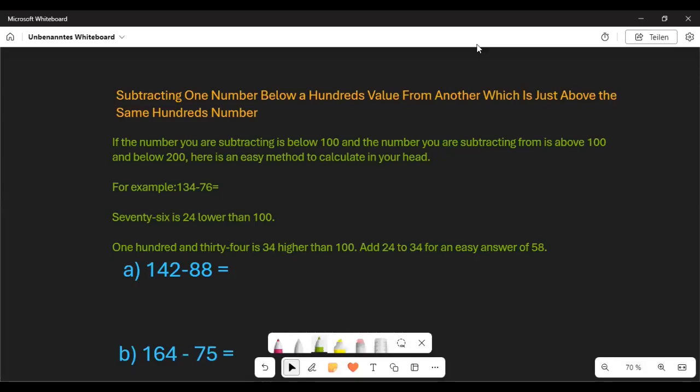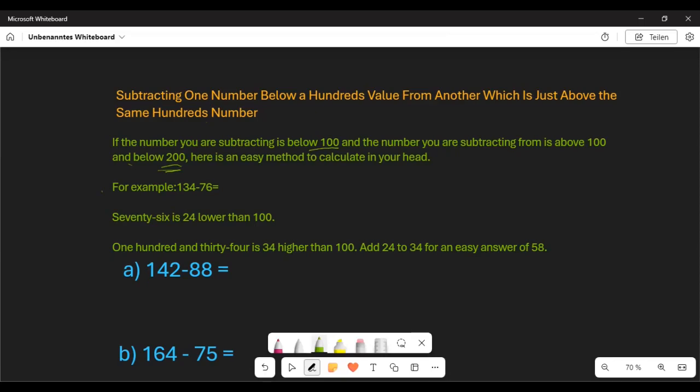In this video, we're going to look at subtraction, and this is going to be a special subtraction on some specific numbers. Basically, we're going to look at how you subtract numbers that are below 100 from a number that is just above 100 but below 200. So you have a number you're subtracting from that is below 200, and another number that is below 100. Those are the things we're going to look at.